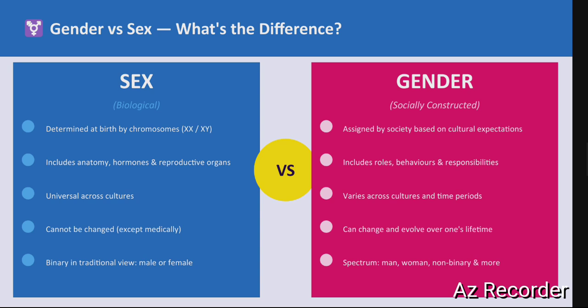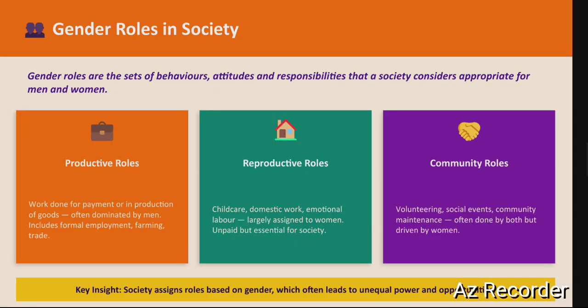But gender can change and evolve over one's lifetime. That may be possible. Next, binary in the traditional view, that is male or female. But gender is a spectrum. This is man, woman, non-binary and more. There are people who are a man and feeling like a girl, and a girl feeling like a boy. There are different norms that gender has. So hope you got the differences.